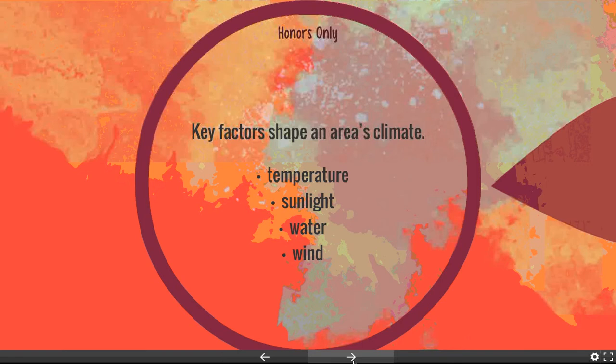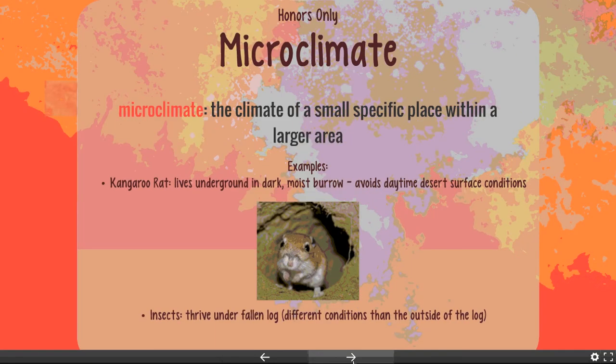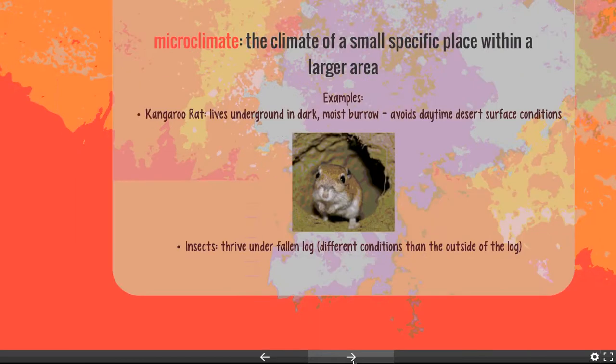The key factors that shape an area's climate are temperature, sunlight, water, and wind. Then a microclimate is the climate of a small specific place within a larger area. The example here is kangaroo rats. They live underground in dark burrows to avoid daytime desert surface conditions. So the burrow that they live in is actually considered a microclimate.